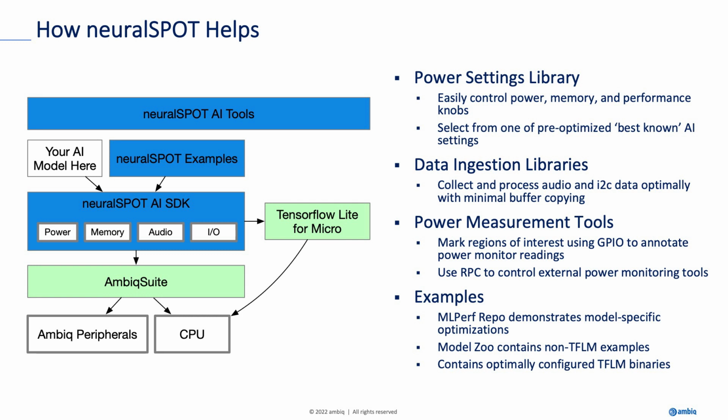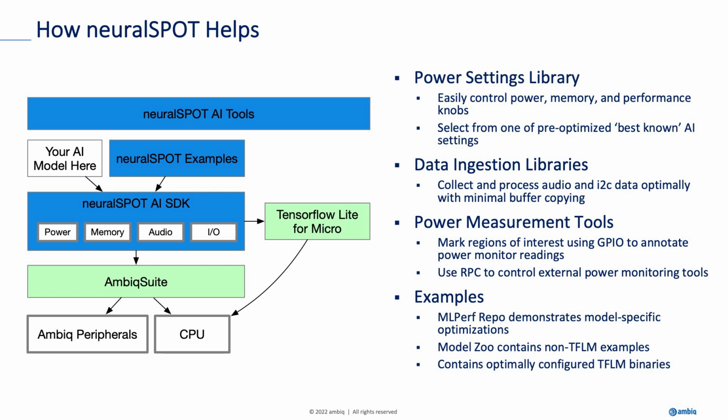We have some power measurement tools. So you can label regions of interest. You can output those regions of interest using GPIO to your joule scope, and then you can use those signals to zero in on those, like the inference part versus the feature extraction, so you know what you're optimizing. You can also use RPC, remote procedure call functionality, to control a script that maybe controls your joule scope and so on.